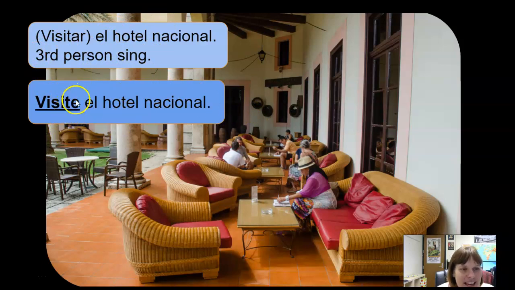So you would have visite el Hotel Nacional. This hotel is amazing. Look it up online if you have a minute. It's definitely worth your time. I didn't stay here, but I did do a tour.